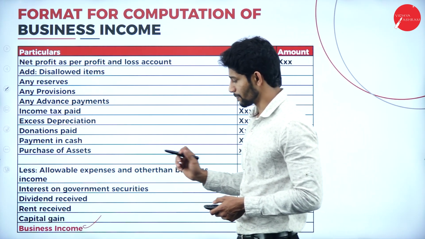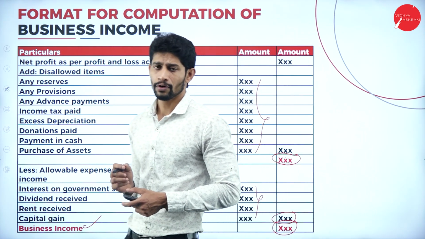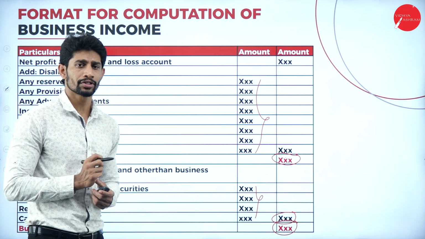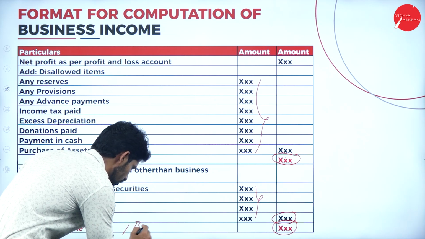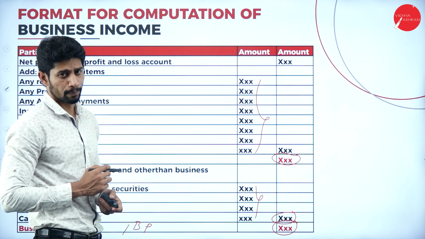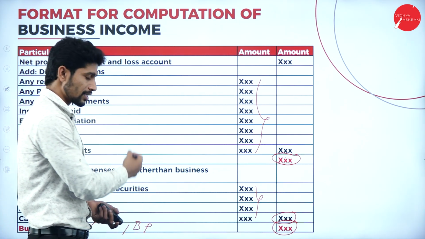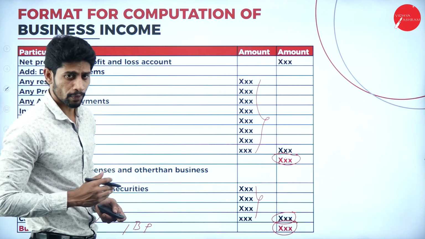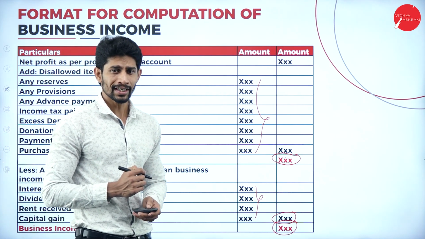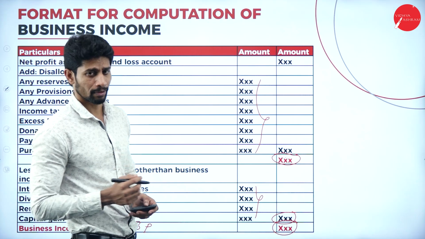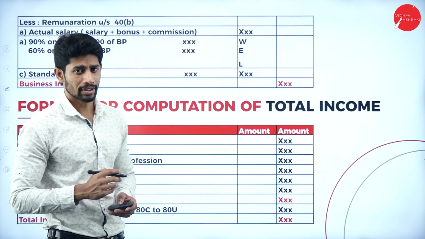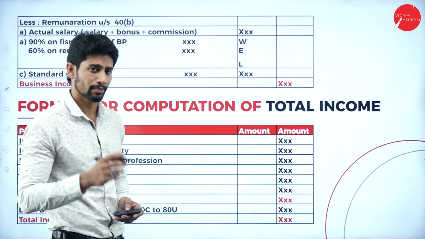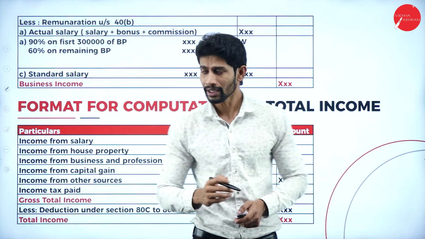So we'll call this business income, and also for the purpose of computing the remuneration under section 40B, this is going to be the book profit. So we can call this business income as well as book profit for the purpose of computing the remuneration of the partners under section 40B. So less: remuneration under section 40B.